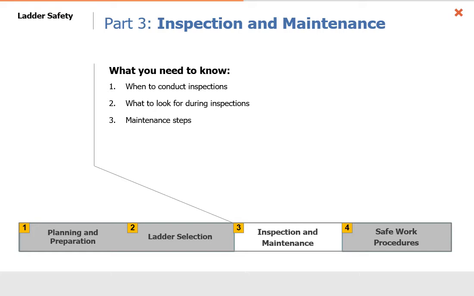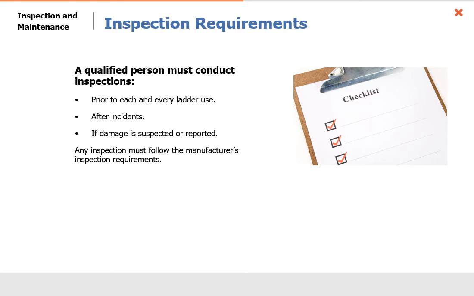Now we're going to go over some inspection and maintenance. These are essential ways to discover and correct problems before they lead to an accident. Some of the things that you'll need to know are when to conduct inspections, what to look for during an inspection, and some maintenance steps. A qualified person must conduct inspections prior to each and every ladder use, after incidents, and if damage is suspected or reported. Any inspection must follow the manufacturer's inspection requirements, and these documents should be kept on file.